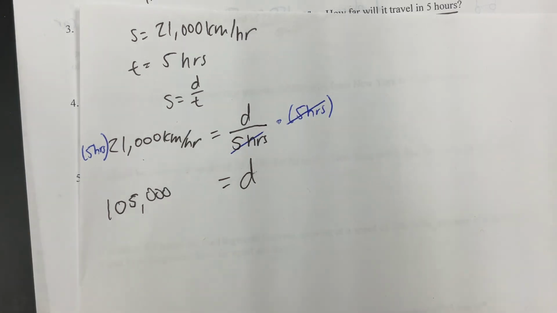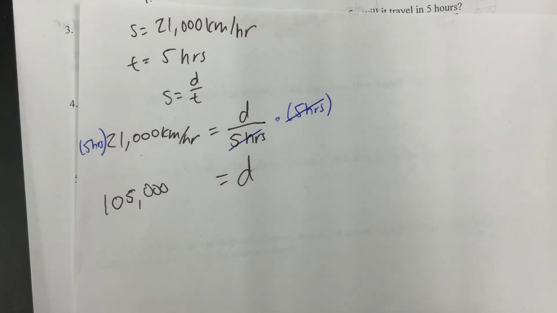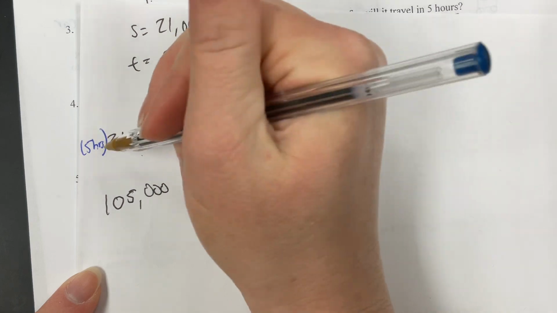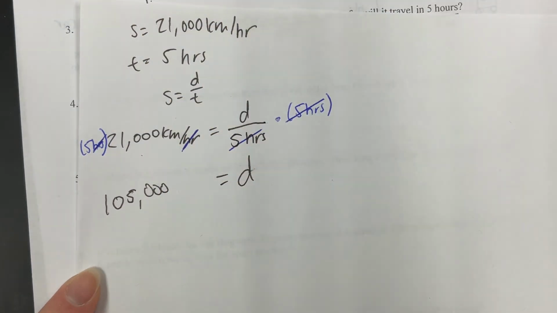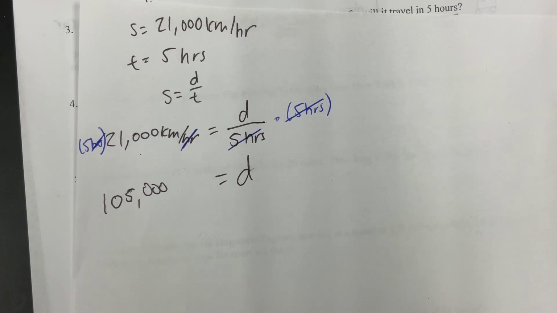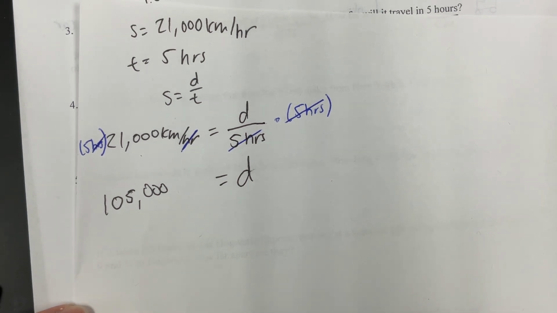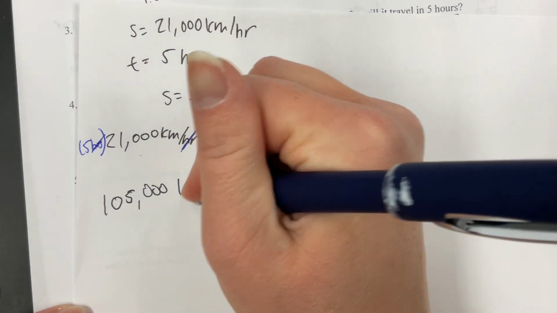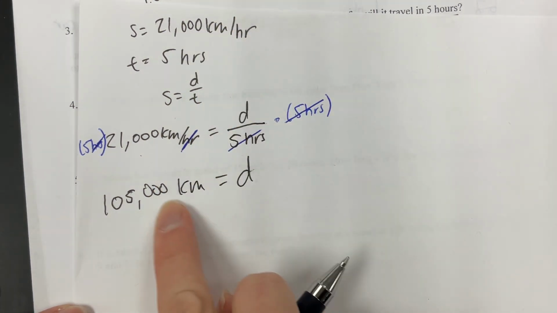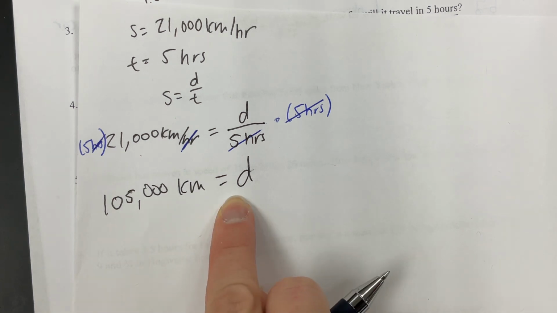We had hours on the bottom here. Just like how numbers cancel out, units cancel out the same way. So hours was on the top, hours was on the bottom. Those two also undid each other with the units. Units can be divided and multiplied just like numbers can. So our units is left with just kilometers, which makes sense because kilometers is how we measure distance. It's one of the ways we measure distance.